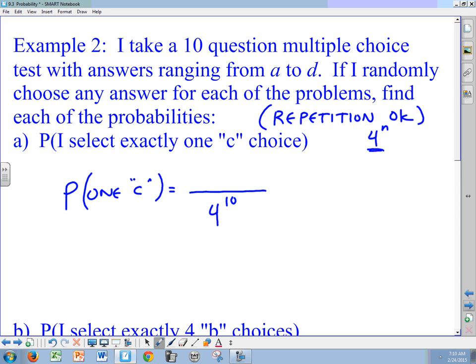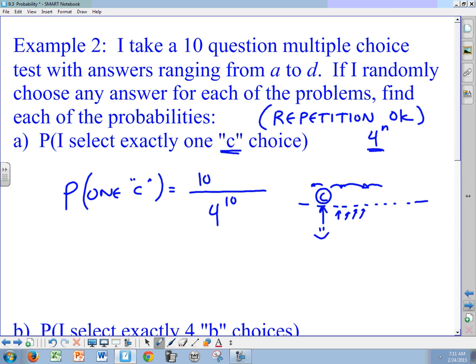There are a couple things we can do for the numerator. The first thing we see is that if we have exactly one C choice, that C choice could come in any of the 10 problems. So I'm going to write down a 10, because if I had my 10 little slots, the C choice could be at any of those 10 places along the line. So that's the first thing I see. And for every one of those positions, I see that I have 9 positions remaining.